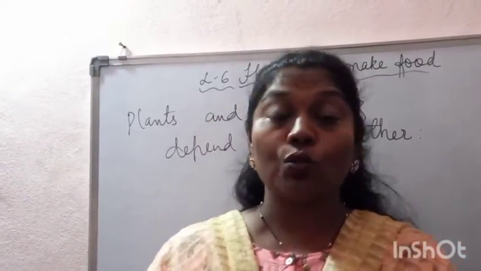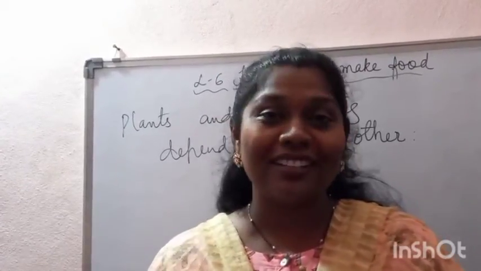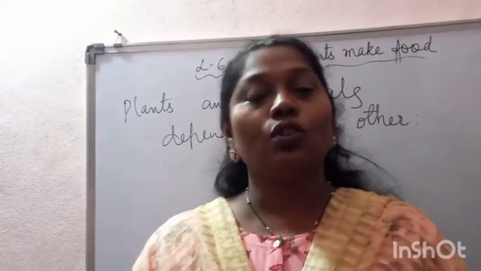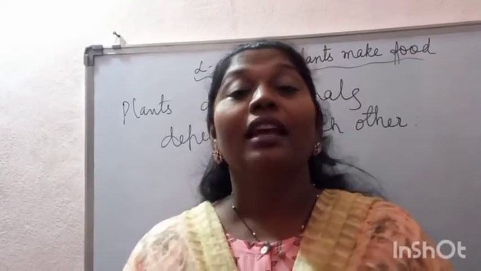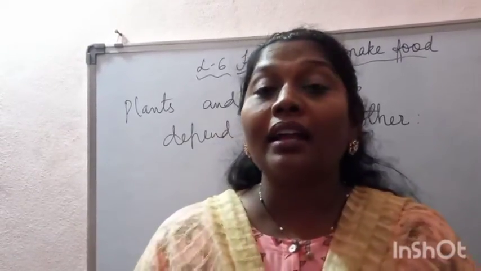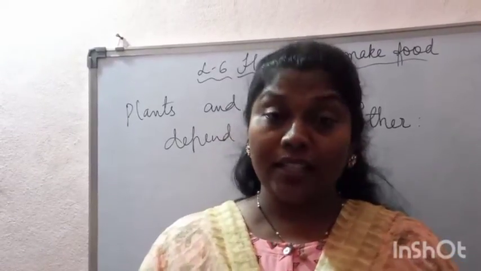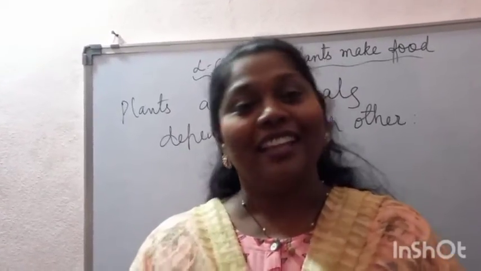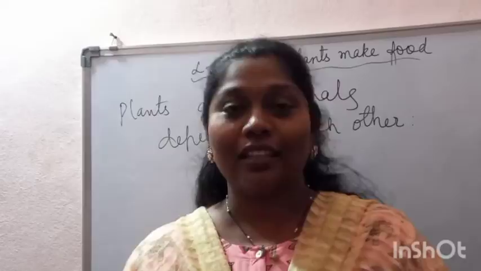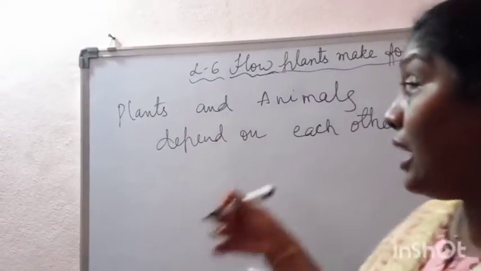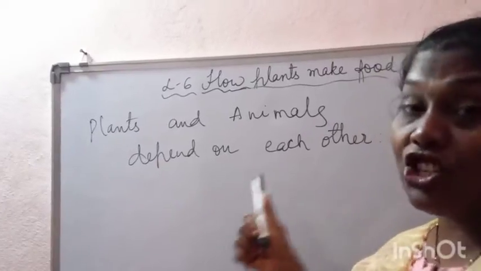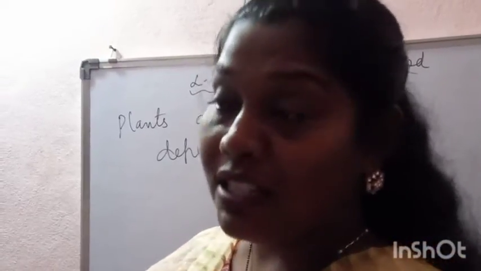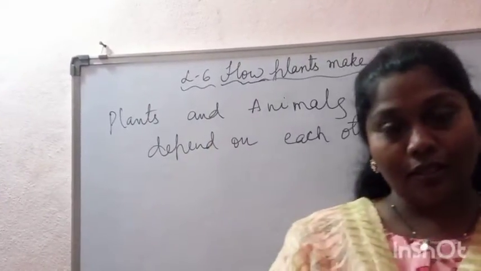Etlanti food tintayi cows, buffaloes? Em food tintunayi chepandi? Yes. Plants. Avuna? These cows or buffaloes or the goats or the camels, they feed upon plants like grass. Gaddi tintayi. Avuna? Chusara? Meeru eppudaina chusara? Buffaloes, cows, em tintunayi? What are they eating? They are eating green grass. Yes? So, we can say that animals and plants depend on each other.